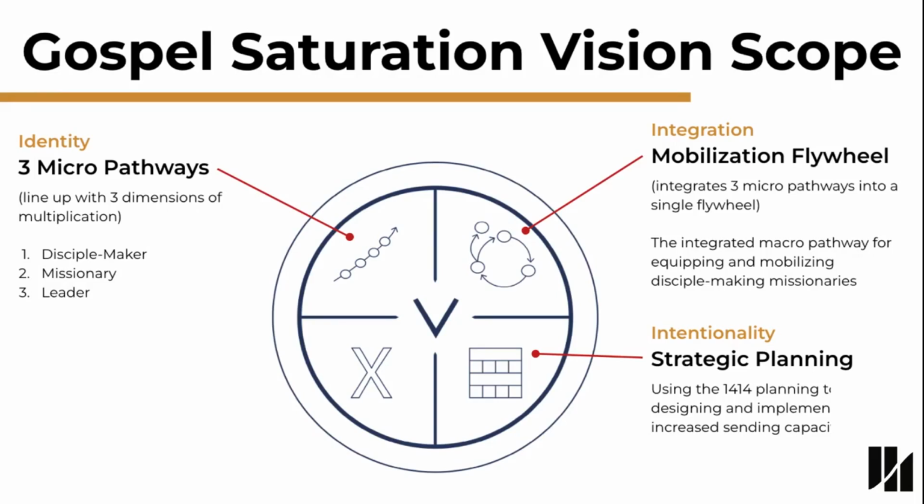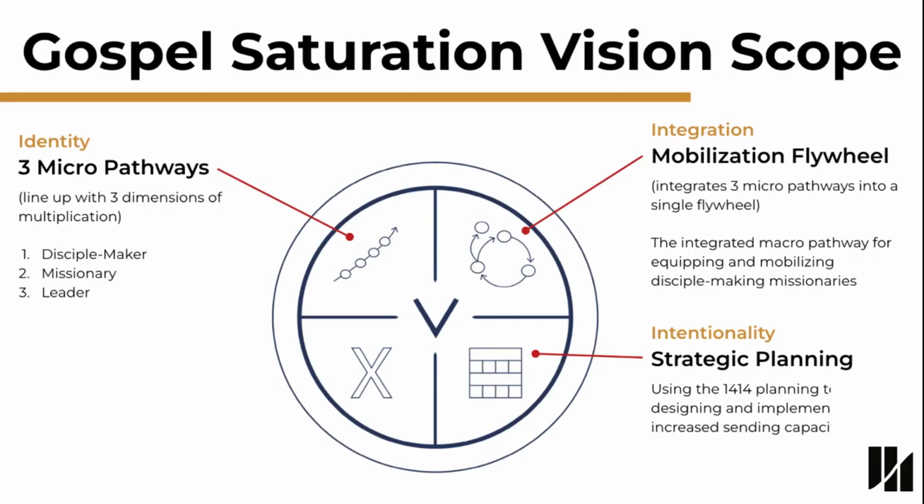We're about to turn our attention to the lower right quadrant of the gospel saturation vision scope, which is what we would say is intentionality. This is where we really start taking the macro elements, especially the macro capacity building, which is the here and there, and we start doing strategic planning. Some of this planning is going to have a local here context. If you're feeling like there's things you really strongly want to work on that fit into these micro pathways, they fit in here.